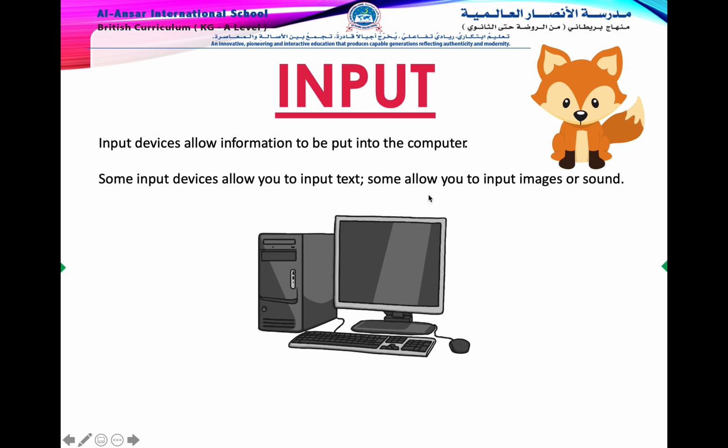If we look at input devices, we know that input devices allow information to be put into the computer. So if you look at these arrows, they are going into the computer. Some input devices allow you to input text, and you can also put images or sound into a computer.